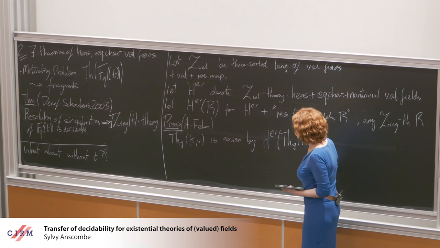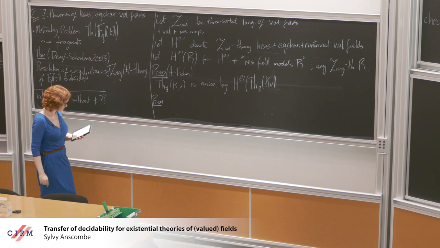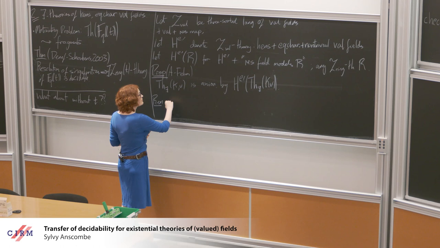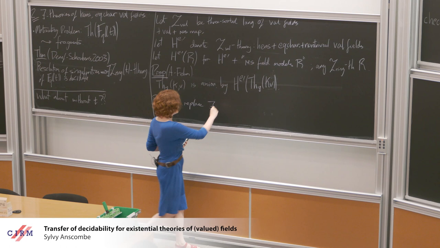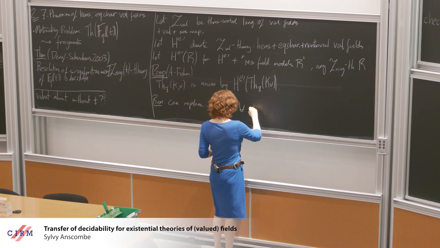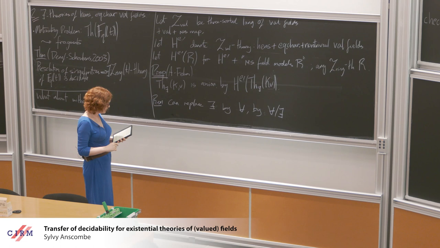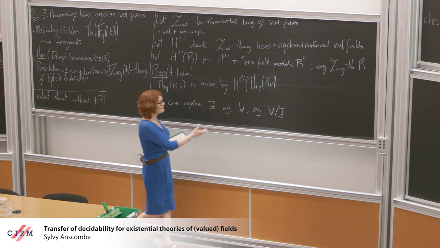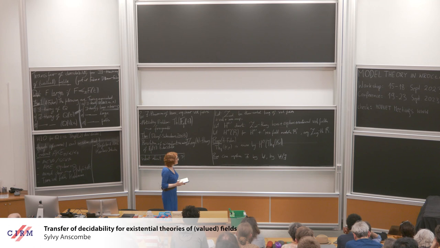A couple of remarks. We can replace the existential quantifier there by a universal quantifier, or if we like, by, I don't have a good symbol for this, maybe A slash E, the Boolean combinations of existential formulas. Okay, so this gives us a kind of existential Ax-Kochen-Ershov principle, but note that I haven't had to specify anything at all about the value group. That's not too surprising because non-trivial ordered abelian groups all have the same existential theory, and that existential theory is very nice, and indeed it's decidable.